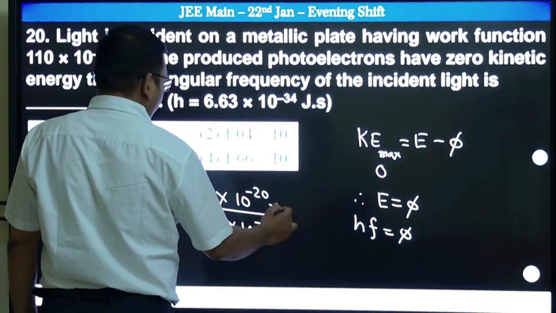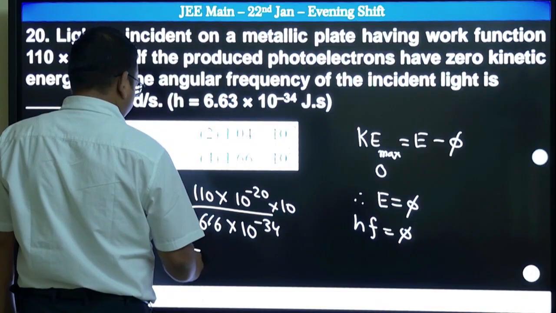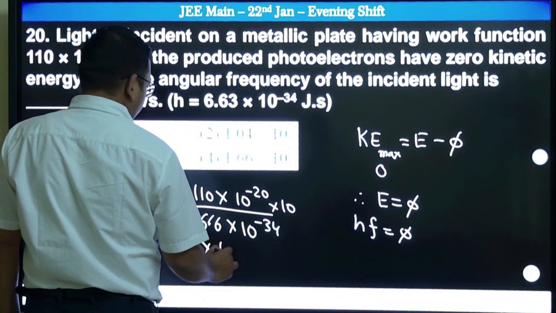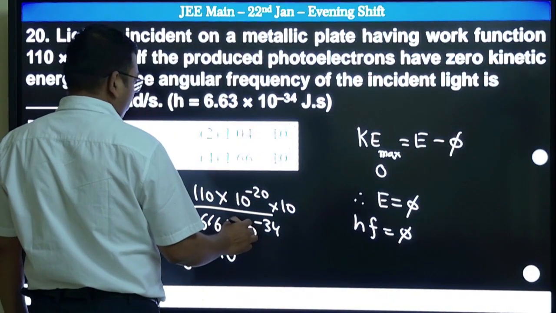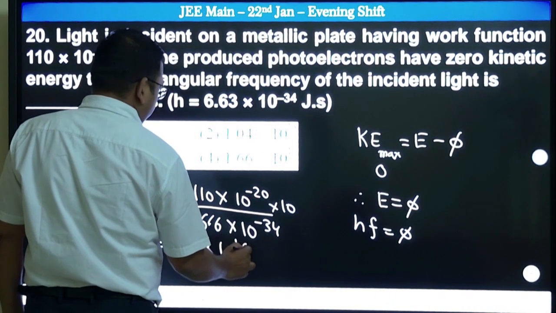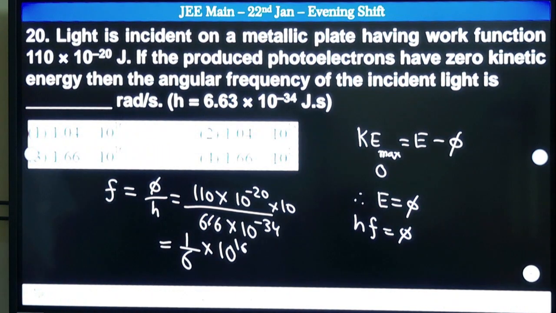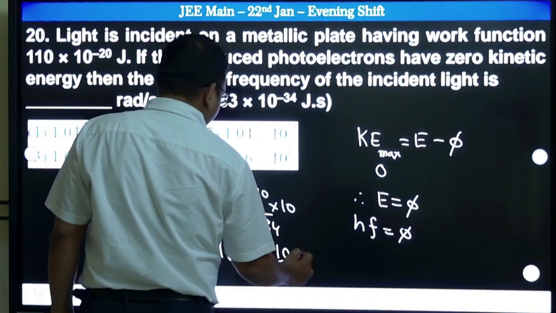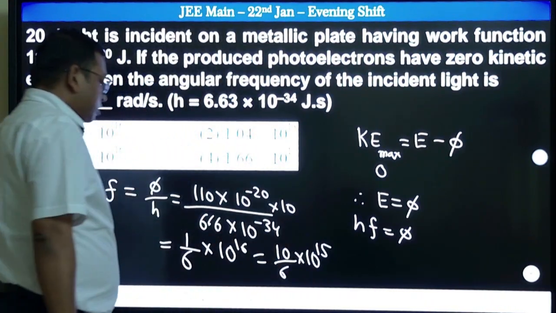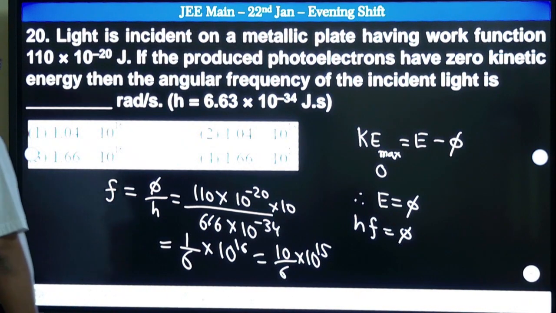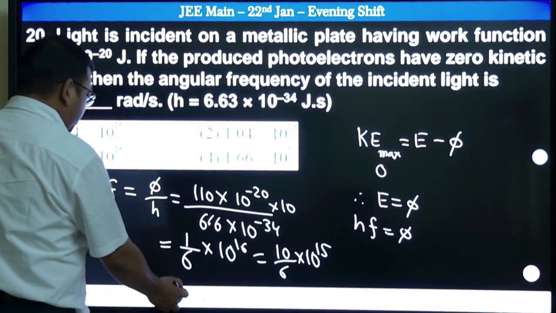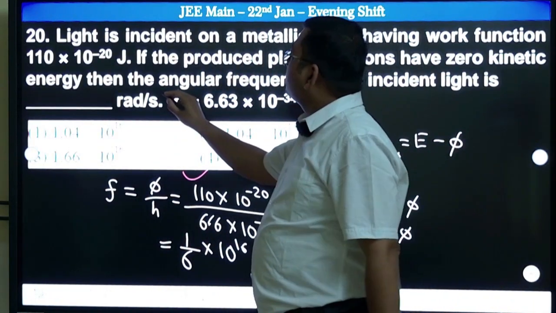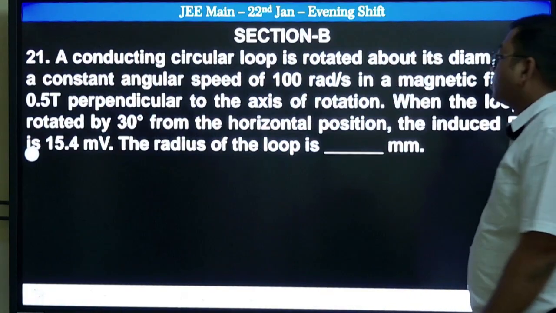Then extra 10 will come here. So this will come 1 by 6, 11 into 6, and this 100. So 10 to the power how much? 36 minus 20, 16. Okay, and if I take this as 10 by 6 into 10 to the power 15, so it is 5 by 3, 1.66, 10 to the power 15. So option number 4. Angular frequency it is not, it is frequency. So this word may be a misleading word. Okay, let us move to the next.